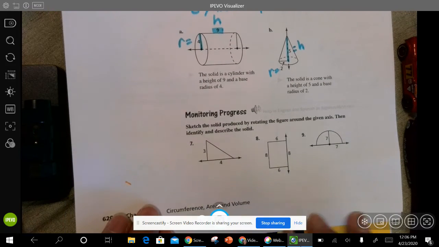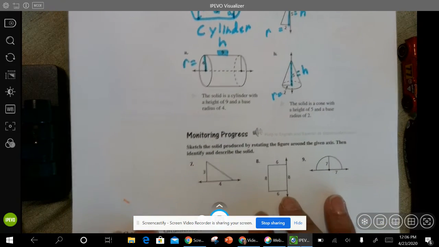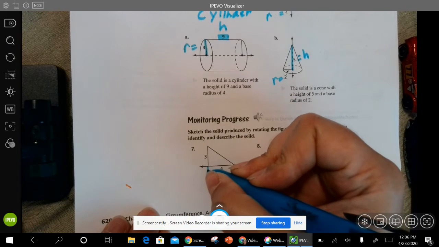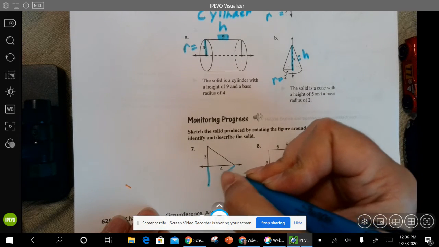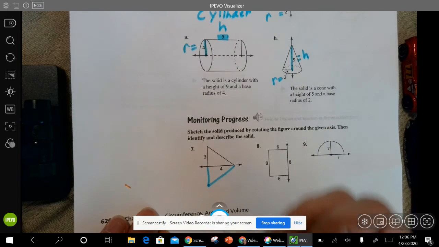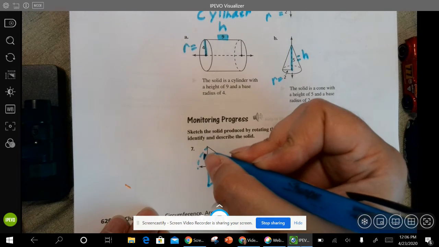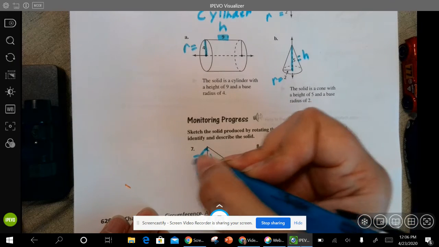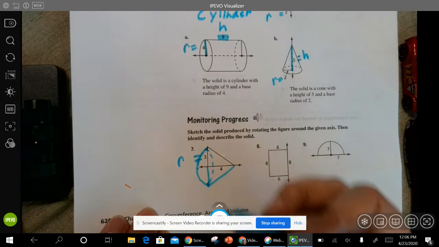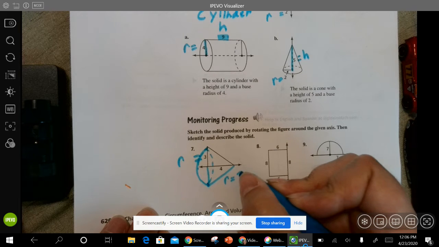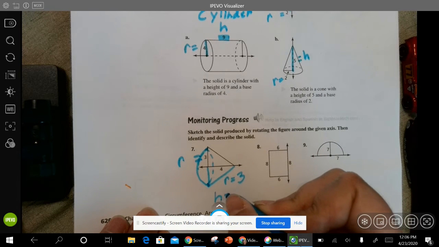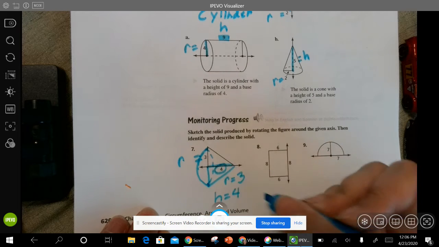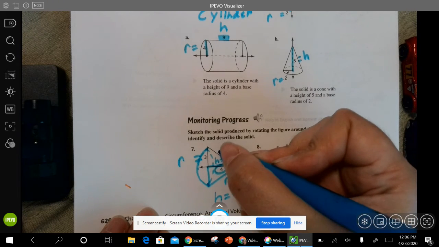For this one, it says look at what this is. If you see this triangle, what you do is draw it on the other side. Everybody, I definitely remember geometry art class, so I draw it out. So we have a radius of 3, and the height is 4. This is the height right here, and it's a cone.